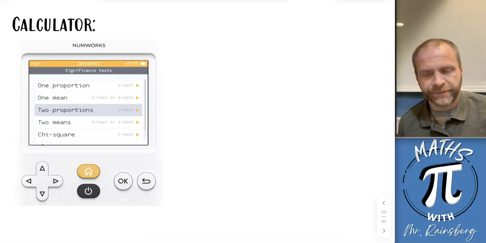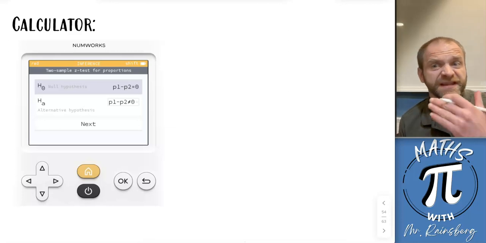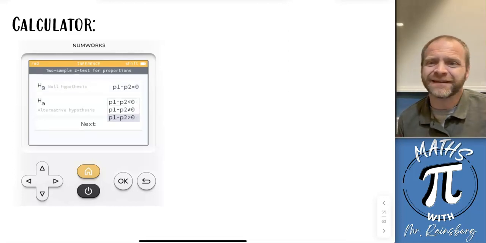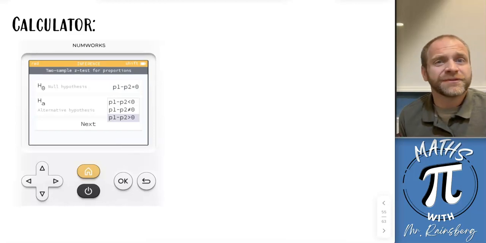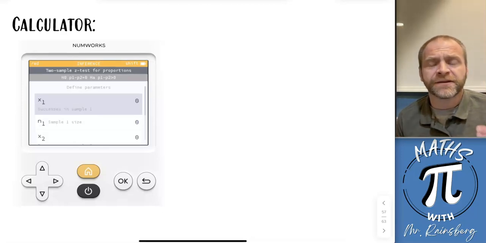If I select that, here's what I have next: my null and my alternative. The null is set in stone, I can't change it: p1 minus p2 equals 0. My alternative was not less than or not equal to, it was greater than. So I'm going to go to the drop-down menu and select greater than, and then hit next. And so I have my null and my alternative.